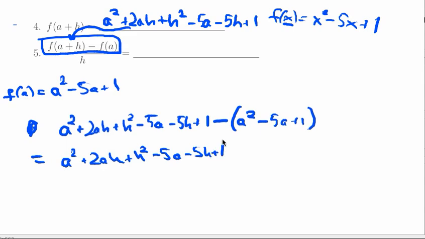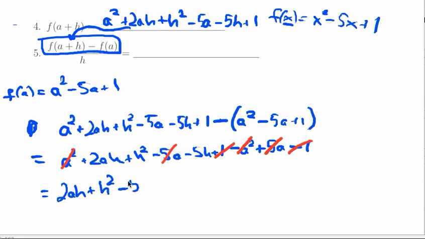Here's where we've got to be careful. I'm going to subtract everything inside. Minus a squared, minus a minus 5a, that's plus 5a, and then minus a plus 1, so that's minus 1. And now we just go through and note that some things cancel: this a squared and this a squared subtract off, minus 5a and plus 5a, and plus 1 and minus 1. And so what's left after the aftermath here is 2ah plus h squared minus 5h.